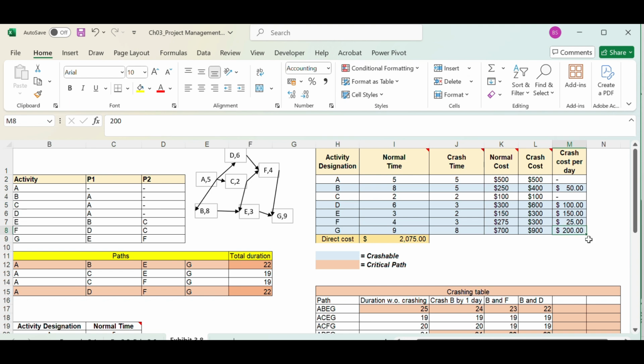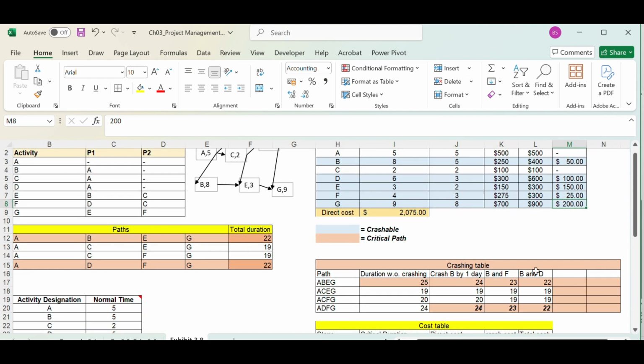a cost of $200. So let's crash G. If we crash G, what happens? If we crash G, everything reduces by 1 time unit. All the path durations will reduce by 1 time unit because it's a mandatory activity.